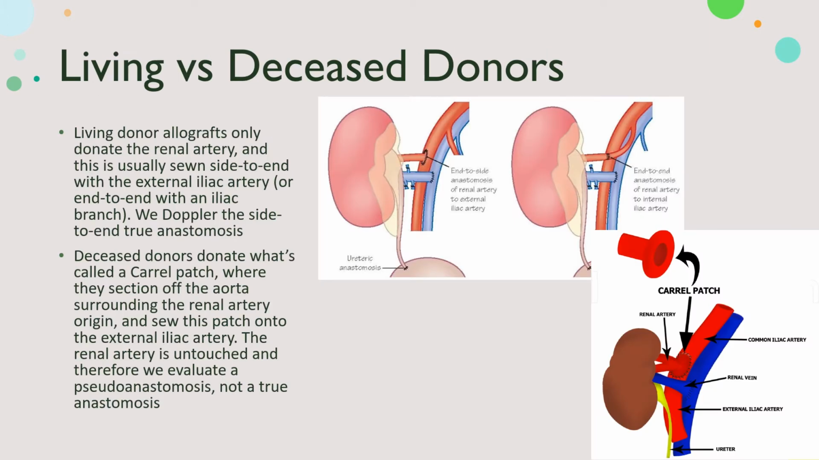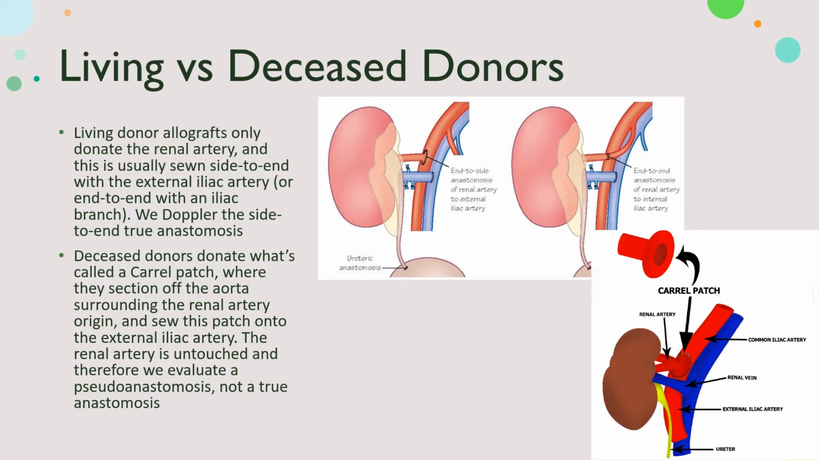So there's a slight difference between living donors and deceased donors. So when we talk about a living donor, the renal artery is cut and then sewn in to the external iliac artery, like an end to side anastomosis. Every once in a while they'll do an end to end with a branch off the iliac, but usually it's an end to side anastomosis.